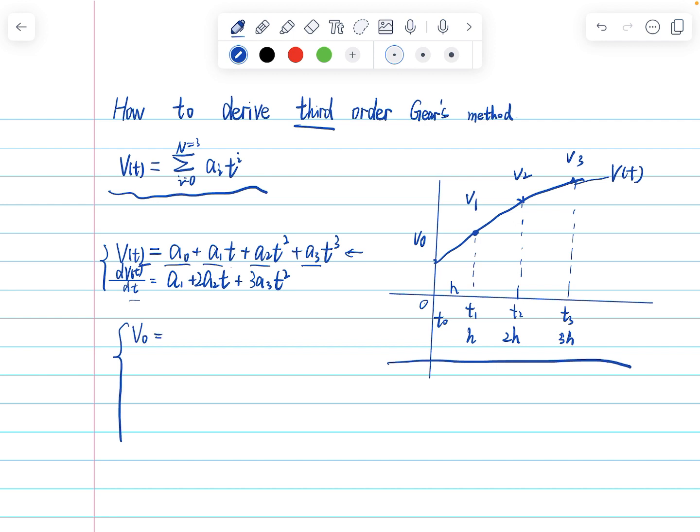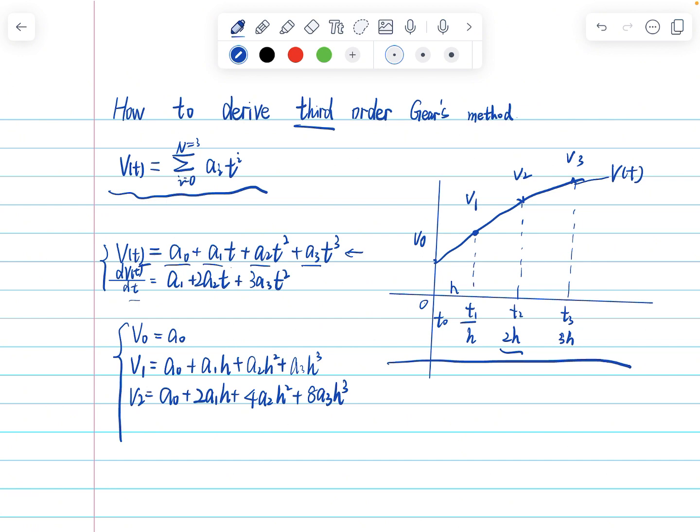V0 is VT0, right? V0 equals A0, V1 equals A0 plus, here T equals h, because it's T1. And V2 is 2h. Yes, this is what we get.